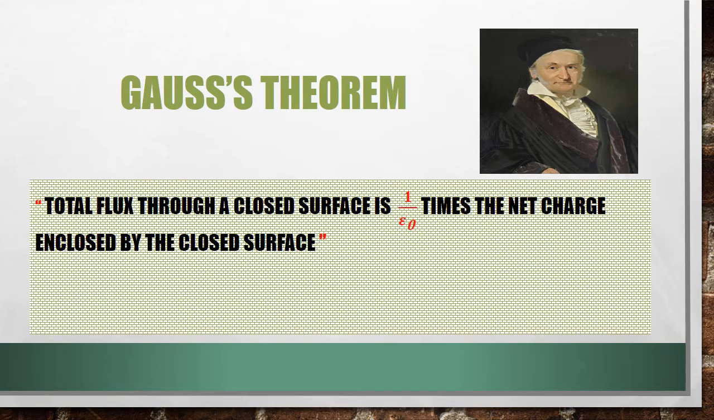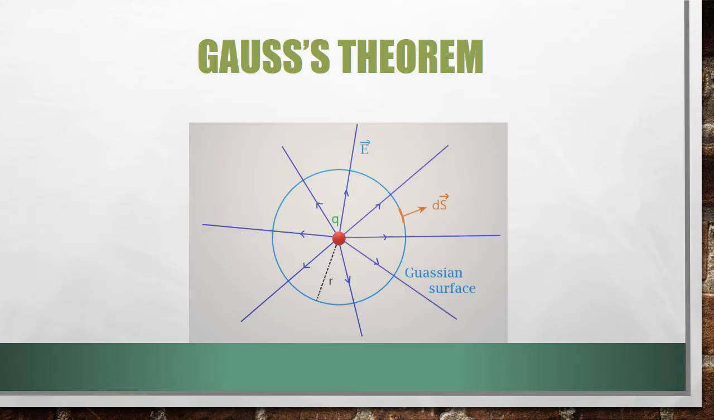Gauss's theorem. The total flux through a closed surface is 1 by epsilon 0 times the net charge enclosed by the closed surface. It is mathematically expressed as phi equals integral E dot ds equals Q by epsilon 0. Now we are going to prove Gauss's theorem.